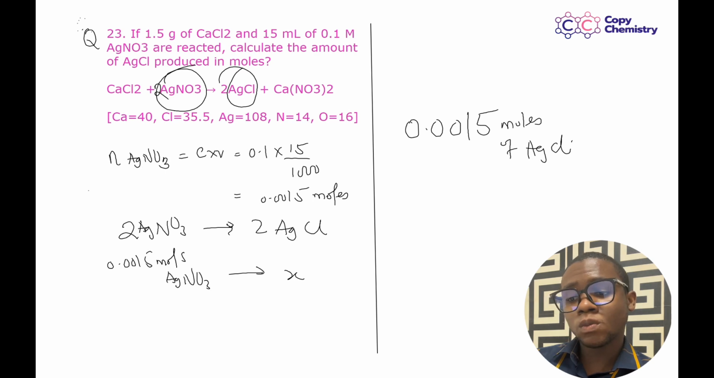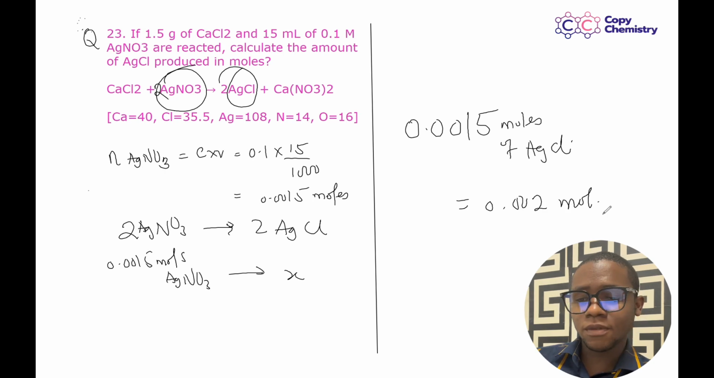And that is all, except you want to make it 0.002 for significant figure purposes. That's 1 sig fig because of this right here.